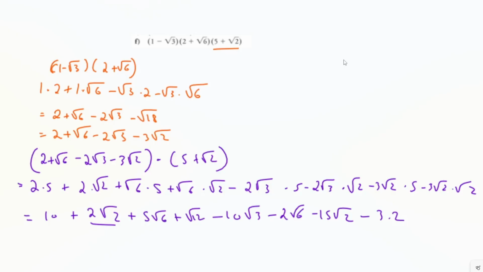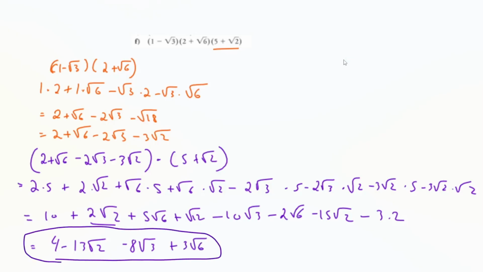I can rewrite this again, which is basically our final answer after you put everything together, combining like terms. Our final answer should be equal to 4 minus 13 root 2 minus 8 root 3 plus 3 root 6. This should be our final answer.